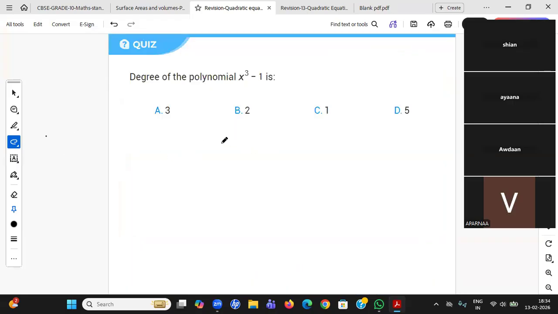Go ahead with the answer. What is the degree of this polynomial? Okay, very good. Whenever I'm asking degree, it's the highest power. So highest power is 3. Degree of polynomial 5. Yes, Harshini, right answer. Aparna, right answer. Maya, right answer. Very good, Aparna.